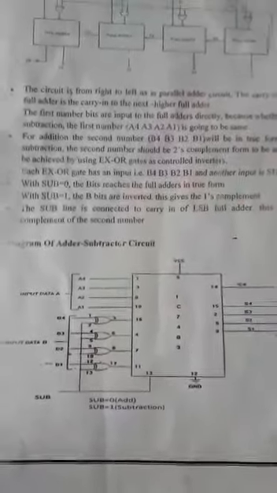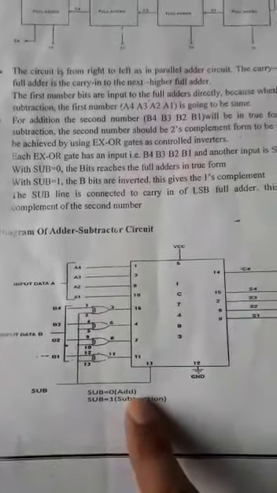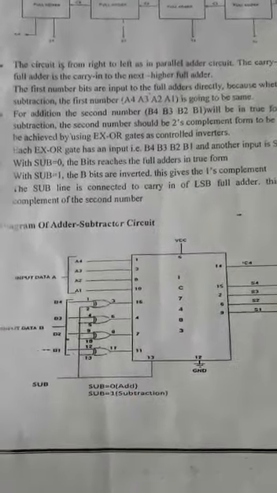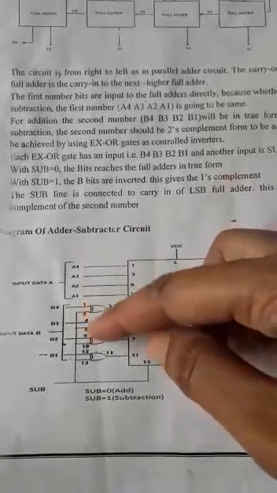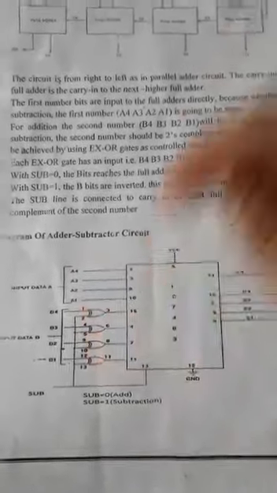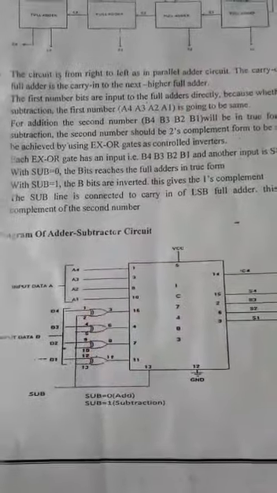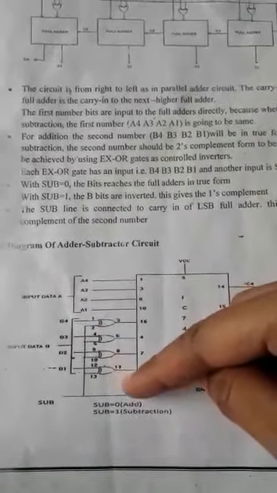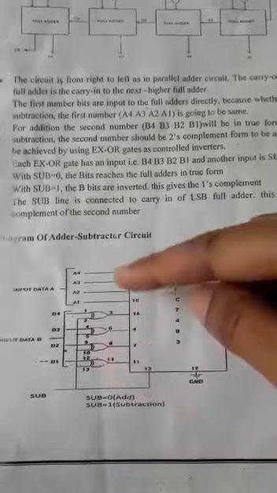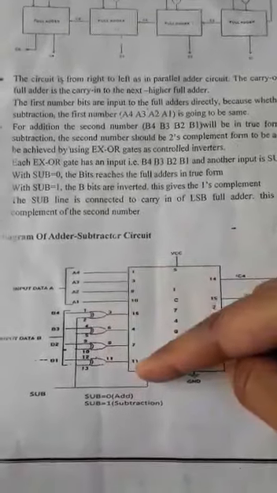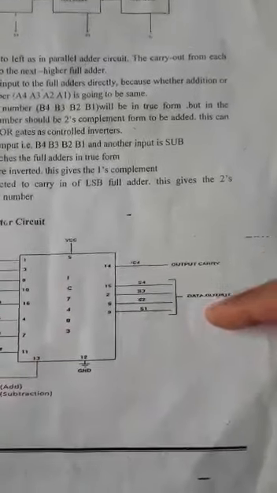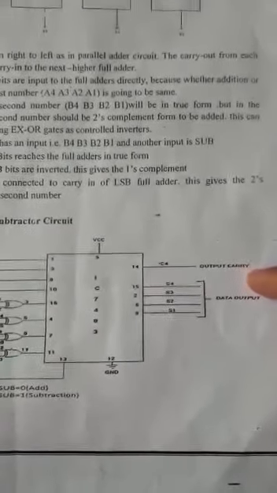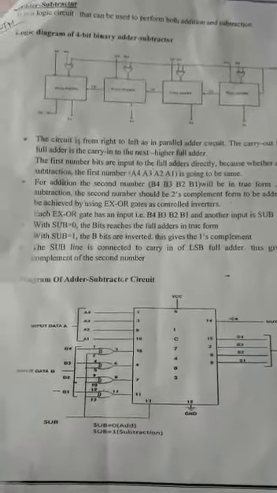If the SUB value is 1, the subtraction operation is performed. At that time B4, B3, B2 and B1 will be in the 2's complemented form. That is achieved here by using XOR gates as controlled inverters, where two inputs are taken. It produces the data output and the corresponding carry out is generated. So this is all about the adder and the subtractor.